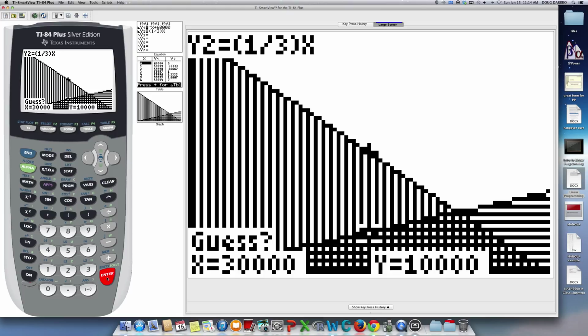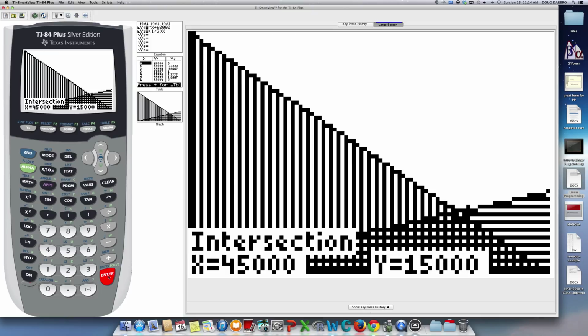Our guess, we've only got one point of intersection, so there's no need to make a guess. Let the calculator figure it out. And the point of intersection there is 45,000 and 15,000.